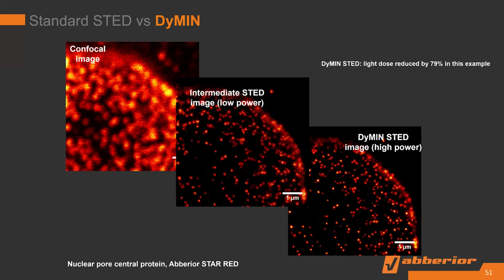As you can see here, it's a nuclear pore complex central protein. In the final imaging, you can count how many of them and where they are. In the confocal, you see no details. You cannot do any quantification. And in the intermediate STED imaging, actually the resolution is around a SIM or spinning disk.